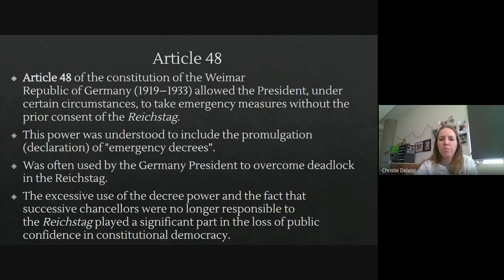Okay, and the problem was that during this 1919 to 1933 time period, the German president used this way too frequently. Whenever there was a deadlock in the Reichstag, right, or their house, they couldn't come to agreement, they couldn't pass anything. Instead of just talking it all through, the president would use powers. He would invoke Article 48, use the decree power to make a decision. But the problem with this is that chancellors then were no longer responsible to the Reichstag, where all of the other representatives were. And so what you see as a result of the excessive use of these emergency decrees is a loss in confidence in constitutional democracy because it's being abused.